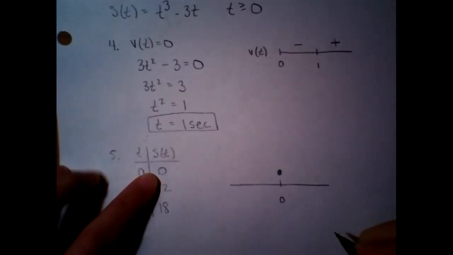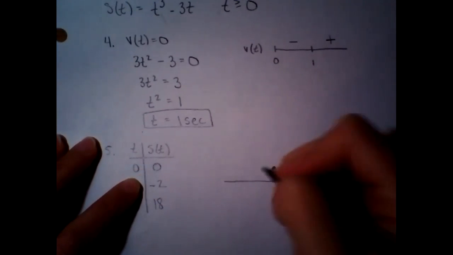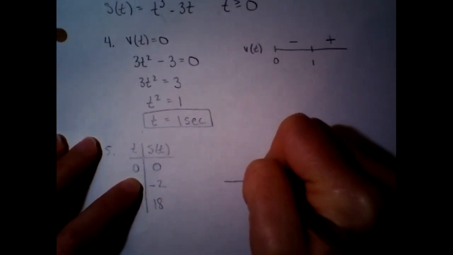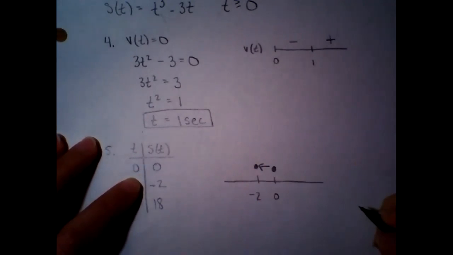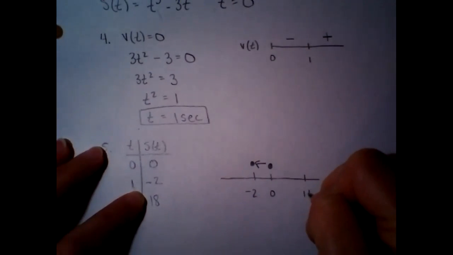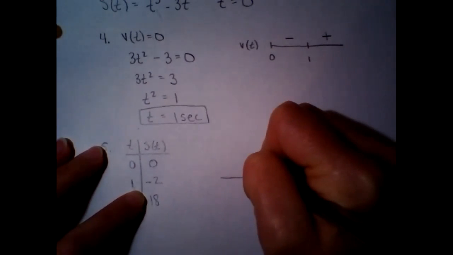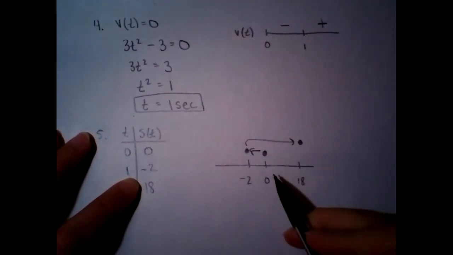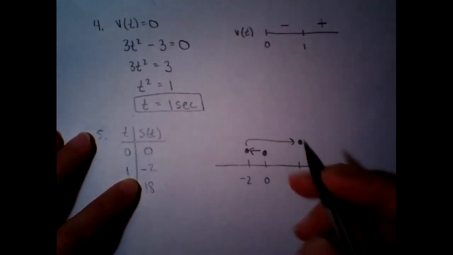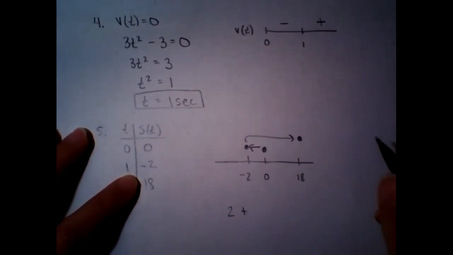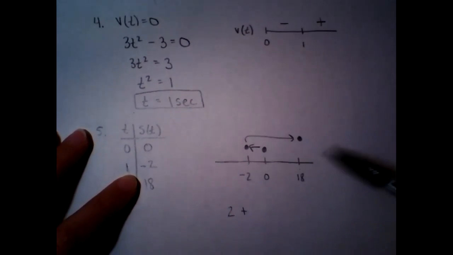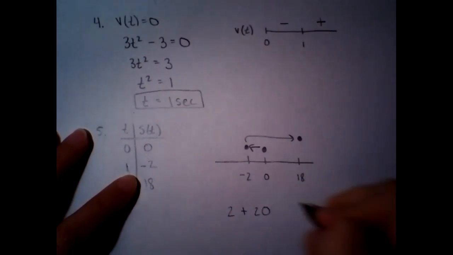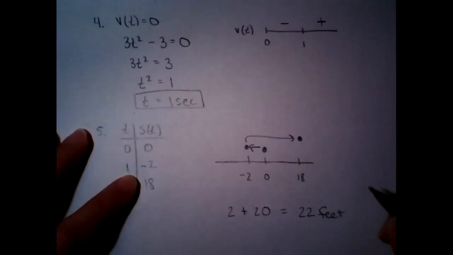And so just to get a visual of what that's going to look like, we're going to start at 0, and then go to -2, and then up to +18. So we're going to add up those motions. So from 0 to -2 is 2, and then from -2 up to 18 would be a distance of 20, and so your total is 22 feet.